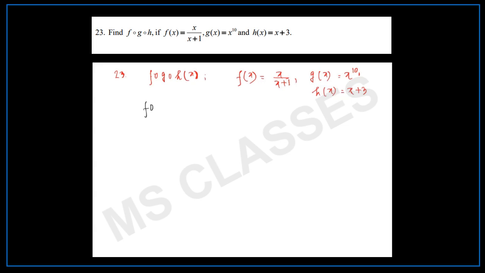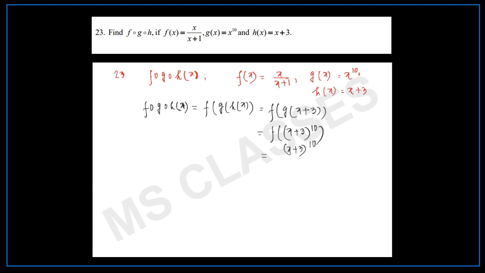So here we have f composition of g composition of h(x), which can be written as f of g of h of x. Now f of g of h(x): we substitute the value. When g takes x plus 3 as the input, where g is x to the power of 10, the output will be x plus 3 whole to the power of 10. Now, when f takes this as the input, we get x plus 3 to the power of 10 by x plus 3 to the power of 10 plus 1.